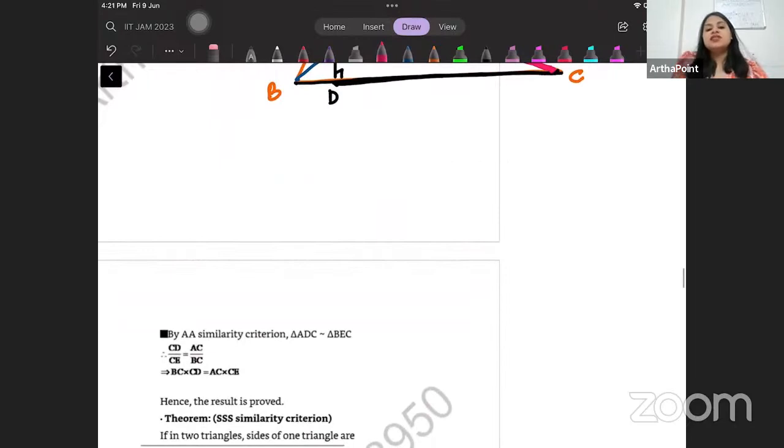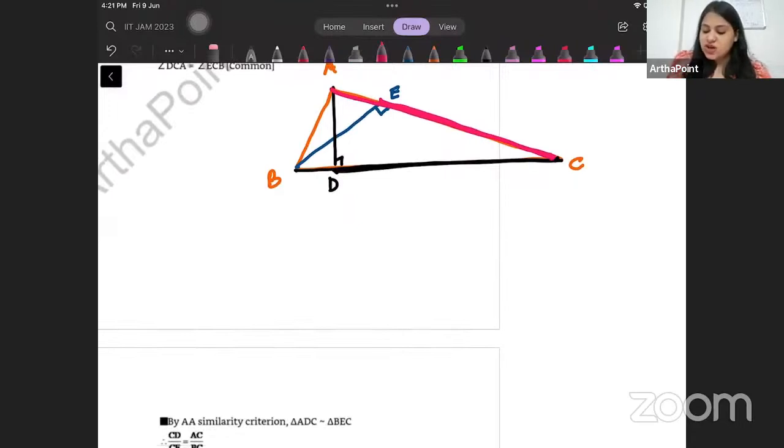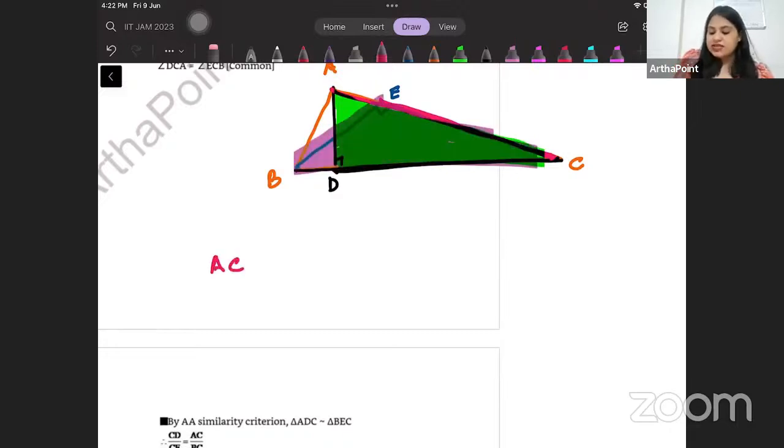In this case, we can simply apply the AA criteria. If you look at this triangle, beta, ACD, take this one triangle. And the other triangle that I am taking is this, beta, BCE. So I am taking triangle ACE. No, let me just rename it. I am taking triangle ACD, this one, and triangle BCE.